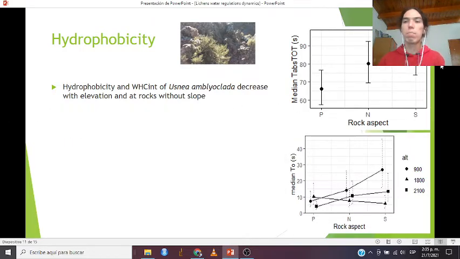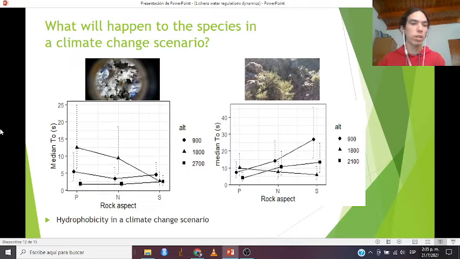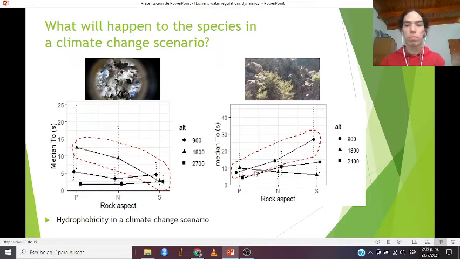Okay, so this is the same pattern. Basically, hydrophobicity increasing in south-facing rocks. Sorry. Okay. So in a climate change scenario, the patterns that we are seeing in the lowest elevations will happen in the highest elevations. So these are the patterns that are interesting for us. We see that Parmotrema changes hydrophobicity but in the middle elevations, while Usnea amblyoclada changes its hydrophobicity features in the microsites but in the lowest elevations.